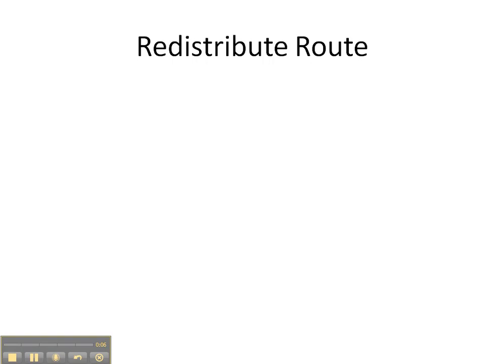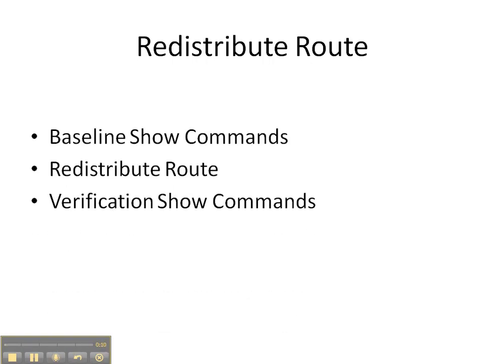In today's video cheat sheet, we're going to redistribute some routes into OSPF. First, we're going to do some baseline show commands to look at the OSPF area types and also whether or not the routes are being propagated already. Then we're going to try to redistribute some routes into different OSPF area types, and then we're going to do some verification show commands to see if the routes are actually propagating.